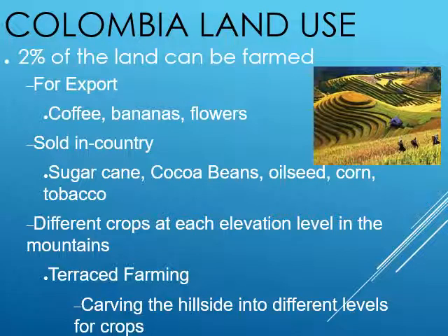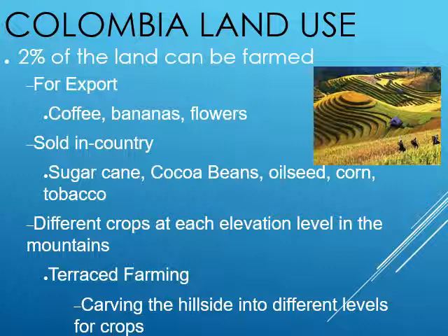In Colombia, only about 2% of the land is good to be used for farming, but it's kind of interesting because more people actually farm there than do in Venezuela, because they don't have the huge oil export. So even though the land's not that great, a lot of people are using that 2% of land, and so they do most of their farming for export.